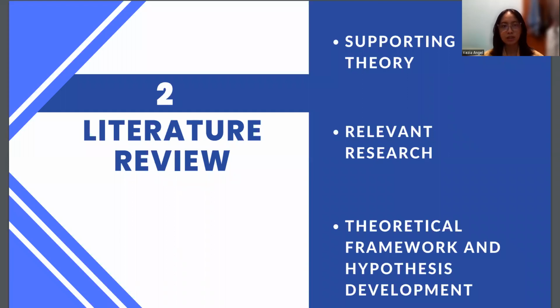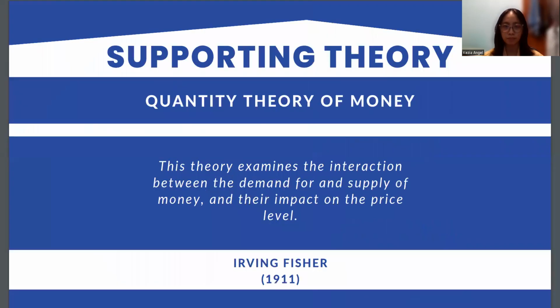The second chapter is literature review. There are supporting theory, relevant research, theoretical framework, and hypothesis development. The first supporting theory is the quantity theory of money from Irving Fisher, 1911. This theory examines the interaction between the demand for and supply of money and their impact on the price level.